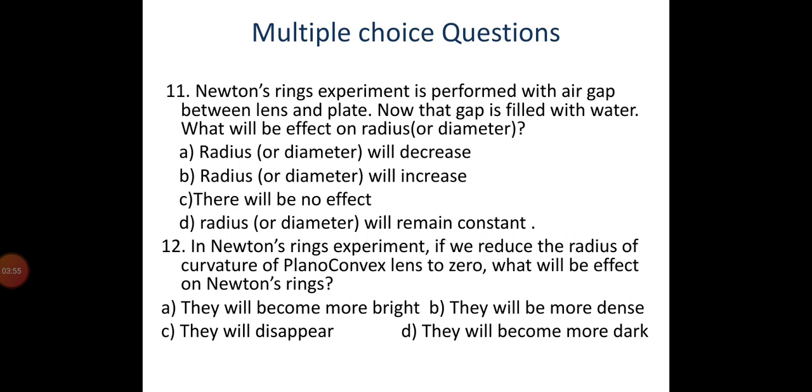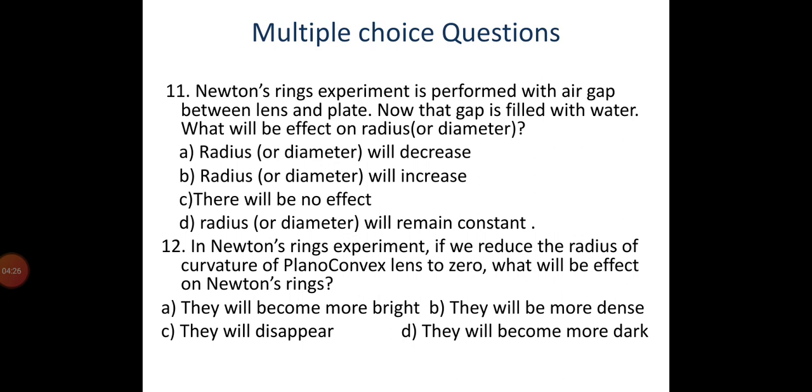Next question: in Newton ring experiment performed with an air gap between the lens and the plate, now the gap is filled with water. What will be the effect on radius? Okay, you see here the mu has been increased. So you check out the relation again and then you will be able to give the correct answer. The options are radius will decrease, radius will increase, there will be no effect, or radius will remain constant. Choose the correct option out of these 4.